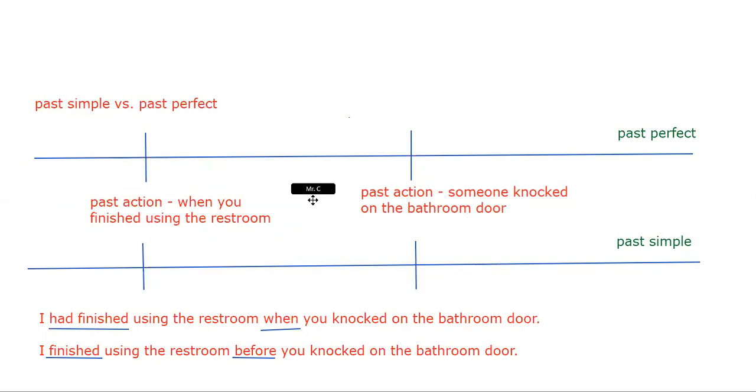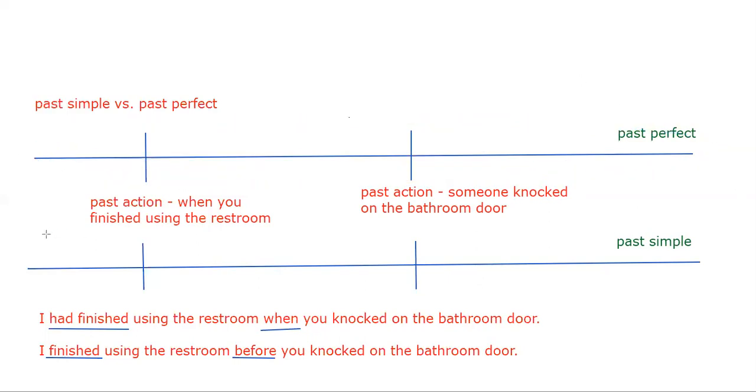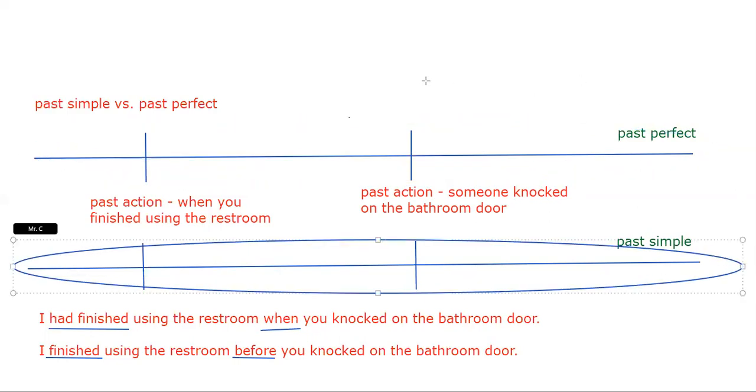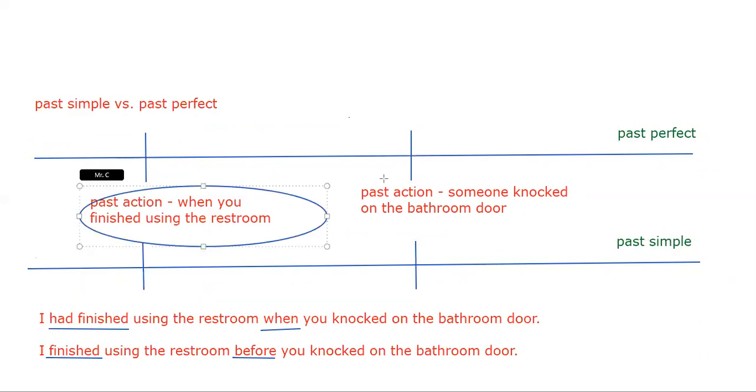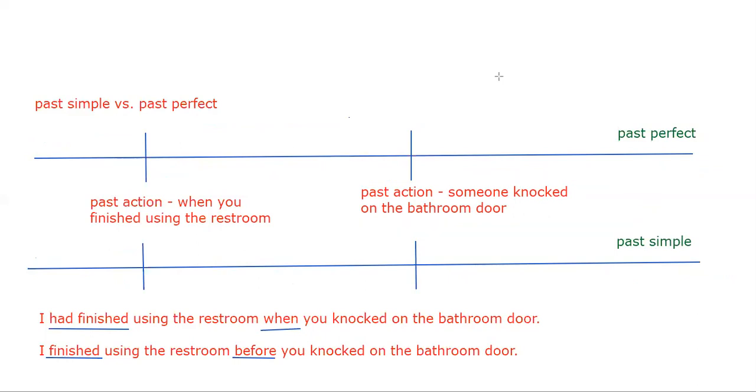Okay. And you have two timelines here. So this timeline for the past perfect and this timeline for the past simple. And again, both have the same past actions, but here's the difference. With the past perfect, one action leads up to another. With the past simple, well, that doesn't happen. They're separated. It's complete separation.